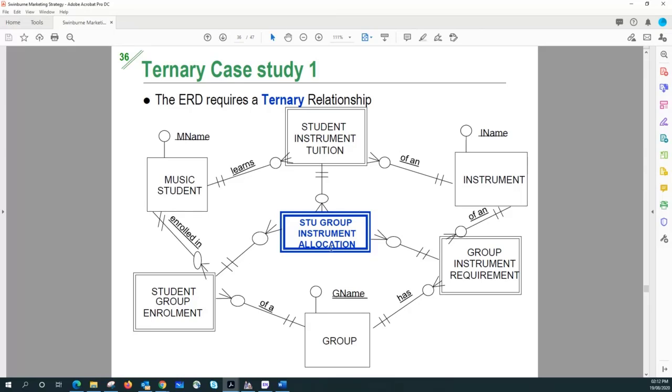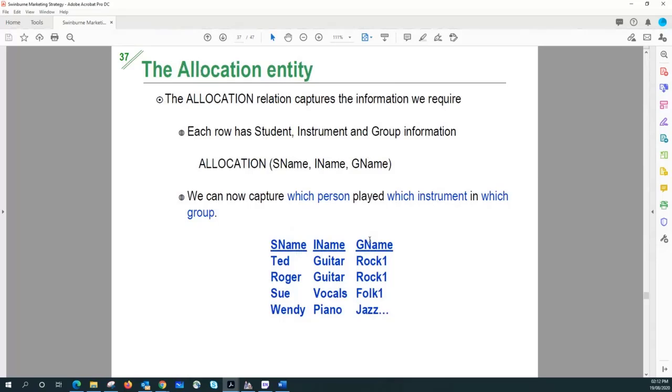So once you create this weak entity, what this weak entity means is that it shows you which student, which group, which instrument they are playing. So that means if I take the primary keys of each of these entities and combine them, I can get that information over there, right? Okay. So let me go to the next slide.